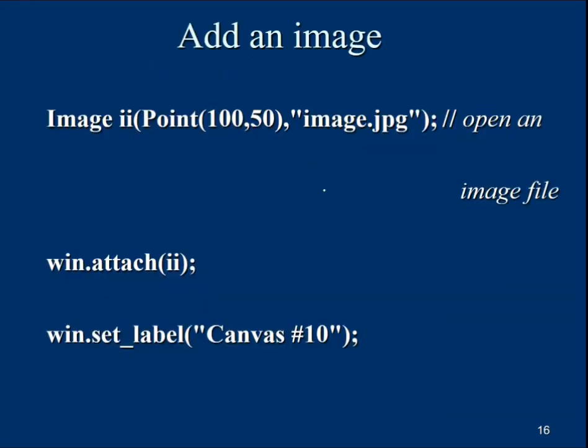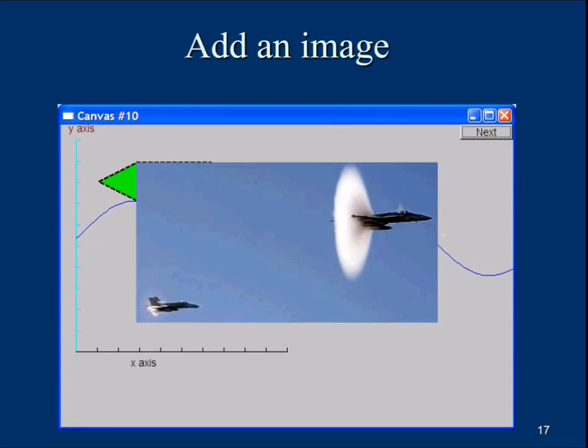Then we want to add an image also. So what we are going to do is make an image, call it I. We want to open an image called image.jpg and place it at some point, 150. We attach it to the window and show it on canvas number 10. So this is the image.